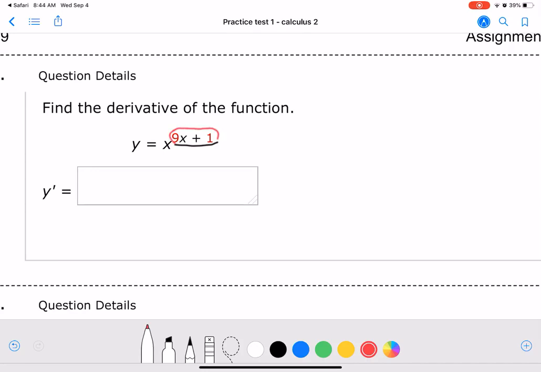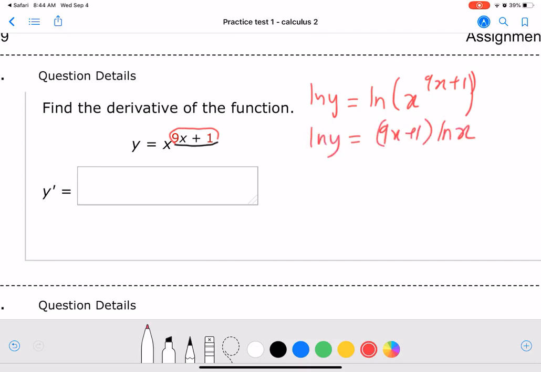So if I apply ln of y, I get ln of y equal to ln of x to the 9x plus 1, right? So what is that? That is 9x plus 1 times ln of x. You see? ln of y. So now we differentiate both sides, kind of implicit differentiation. Let me differentiate both sides.